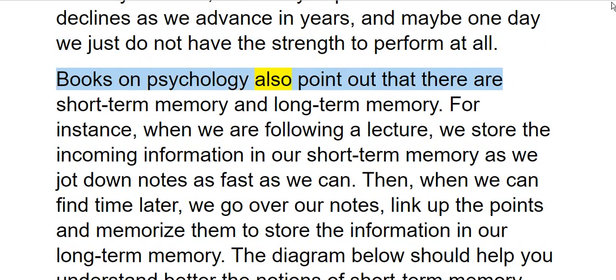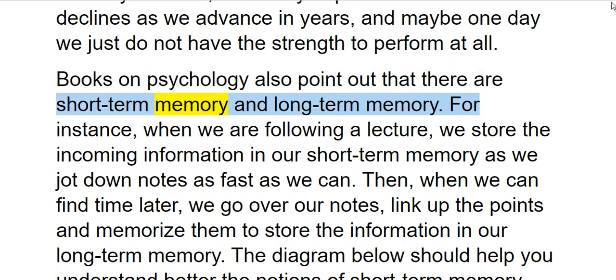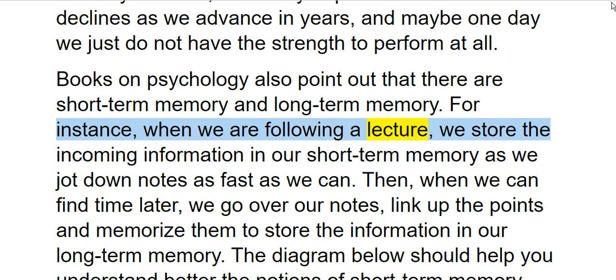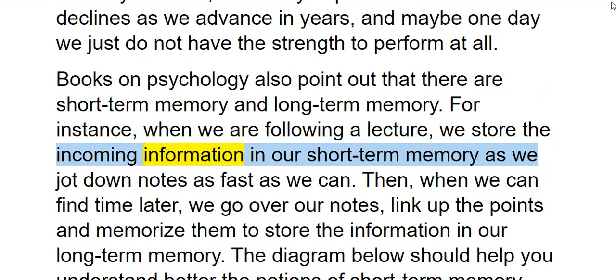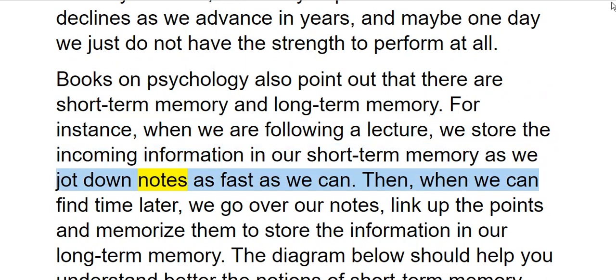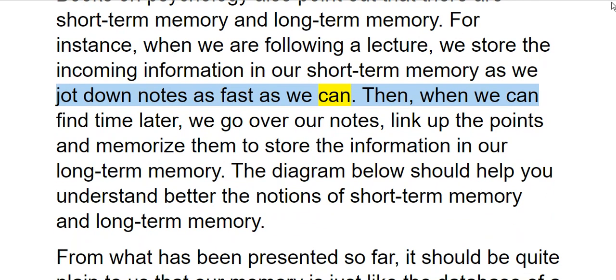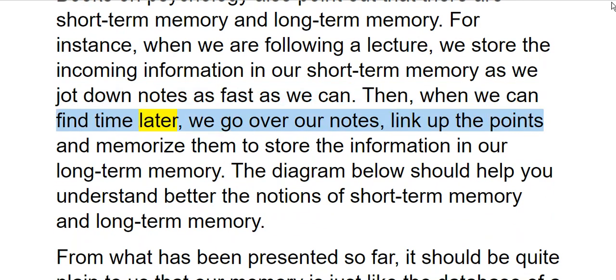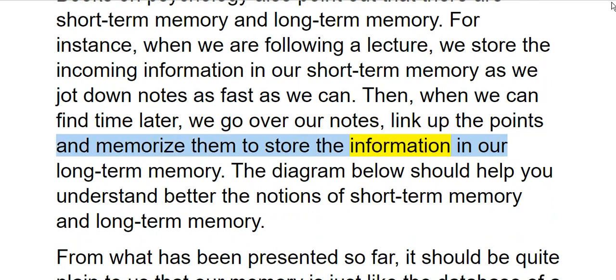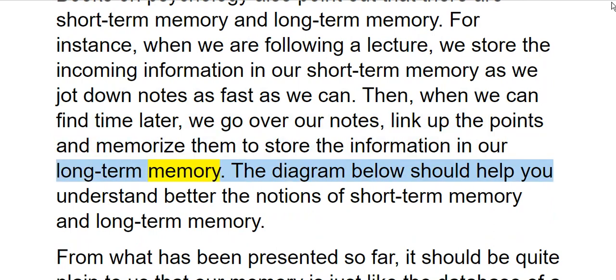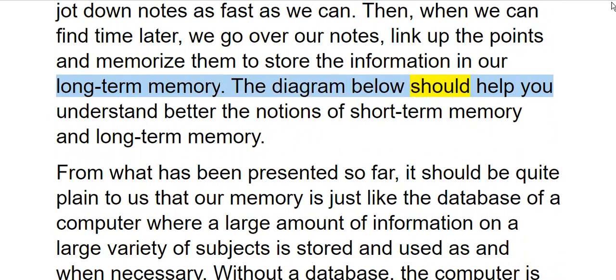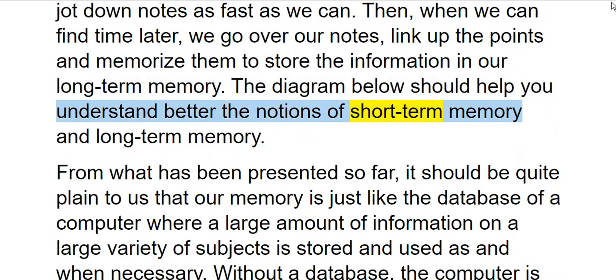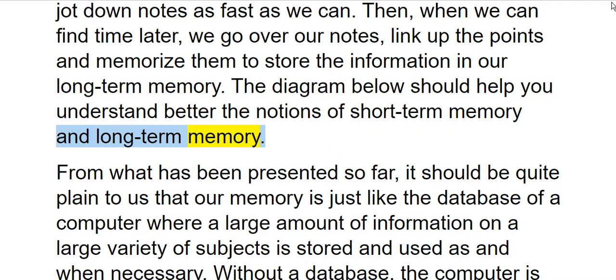Books on psychology also point out that there are short-term memory and long-term memory. For instance, when we are following a lecture, we store the incoming information in our short-term memory as we jot down notes as fast as we can. Then, when we can find time later, we go over our notes, link up the points and memorize them to store the information in our long-term memory. The diagram below should help you understand better the notions of short-term memory and long-term memory.